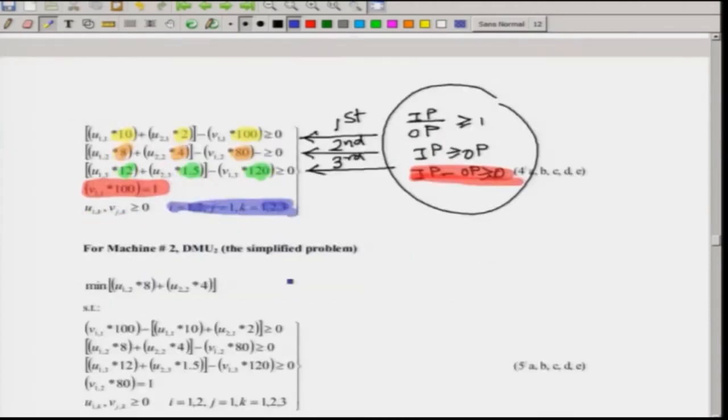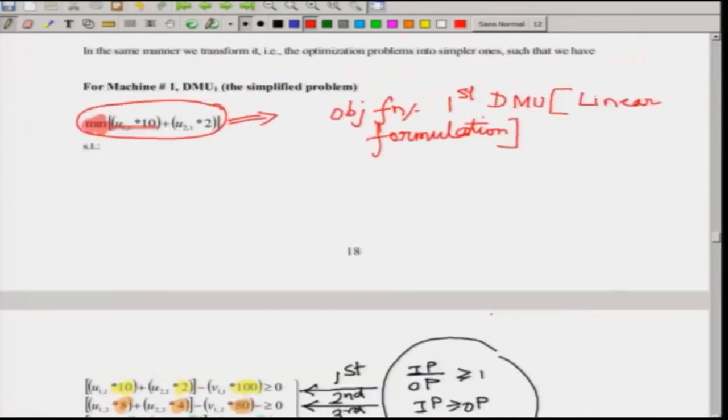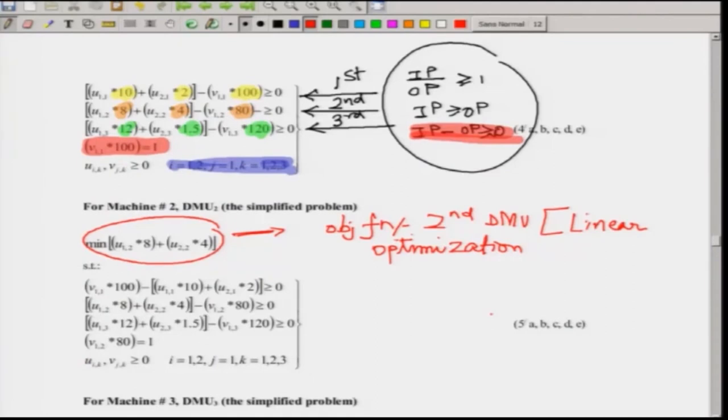Now, let us come to the second DMU. I will use the same coloring scheme again. So, this is the objective function for the second DMU. This is a linear optimization. So, I will use the same word that I wrote. Let me see what I have written. It was linear optimization or formulation. So, I should remove the word optimization. I should use formulation.